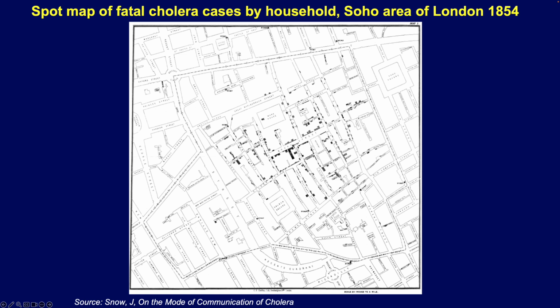People who died had drunk or bought water from the Broad Street pump, and those who had other sources of water or drank beer, like the workers adjacent to the brewery there, did not get cholera. Here you can see a spot map of Soho with the number of cholera deaths by household that Snow created. Importantly, Snow investigated exposures among those who had the disease, as well as those who did not.